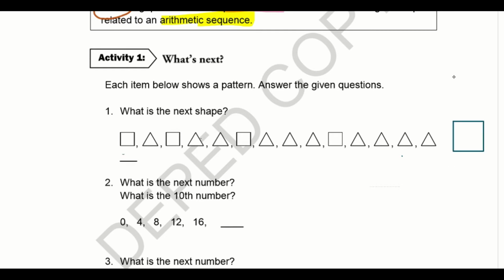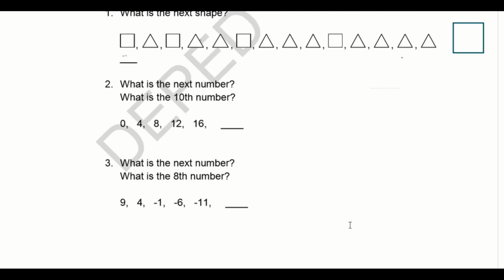Because if we observe, after a square, there is a triangle. But as the series progresses, the number of triangles after a square also increases. So square, triangle, square, 2 triangles, square, 3 triangles, square, 4 triangles, to be followed by another square. How about in number 2? What is the next number?